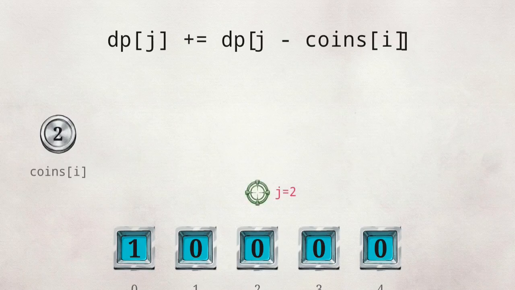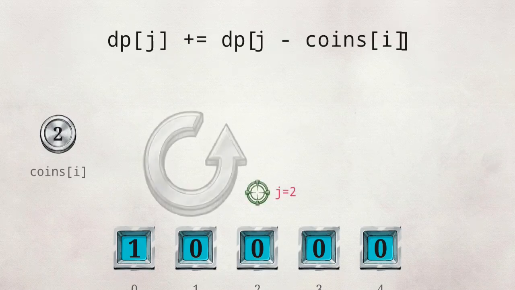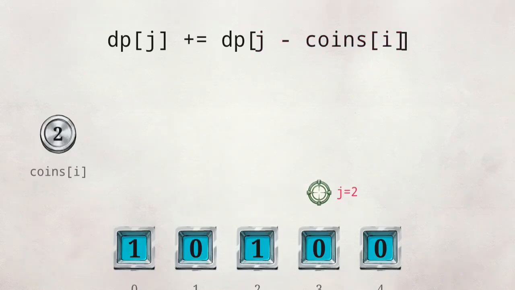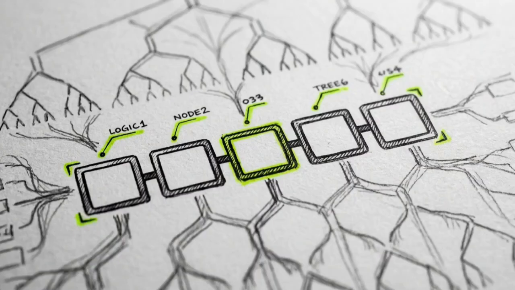Using a 2-unit coin, our pointer moves to index 2. The algorithm performs a lookback, subtracting the coin's value to target index 0. It retrieves the stored value and adds it to the current index, carrying the success forward. This process repeats for every coin and every target sum, systematically filling the array. A single row overwrites old answers, avoiding the memory bloat of the recursive tree entirely.